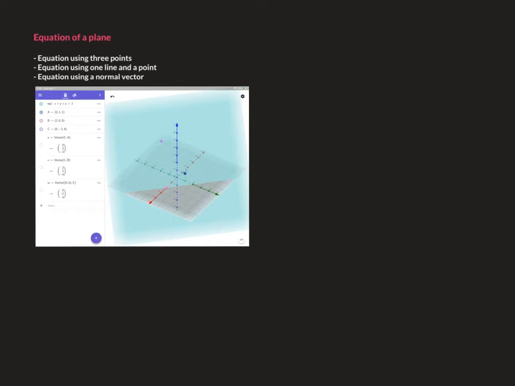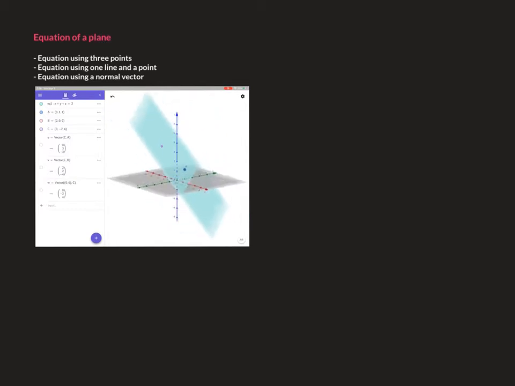Today we're going to talk about the equation of a plane. Now, what is a plane? A plane is going to be a flat surface somewhere in space. In order to get an equation of a plane, we're going to need certain requirements. So, for example, as you can see here, we got 3 points, and those 3 points are defining this plane.